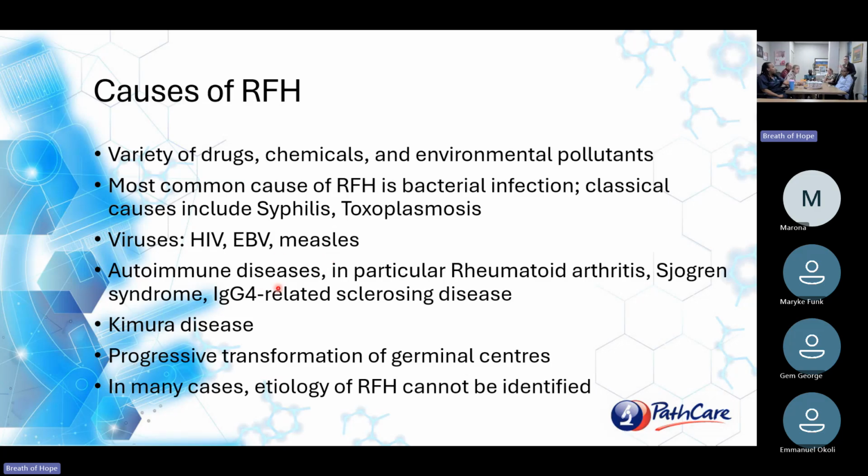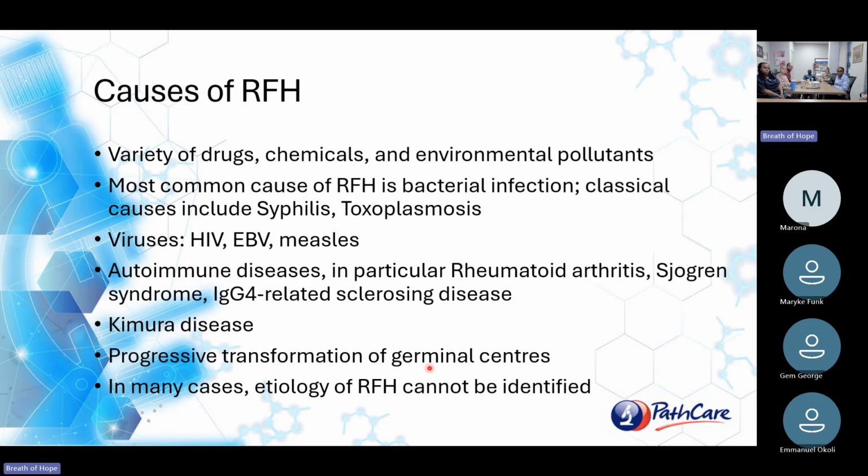And autoimmune diseases can cause reactive follicular hyperplasia, in particular rheumatoid arthritis, Sjögren's syndrome, and the IgG4-related sclerosing diseases. There's also a benign lymphoproliferative disease called Kimura disease, which can mimic a malignant process. So the pathologist needs to be a bit careful with this one, but this is a prominent idiopathic B-cell growth.